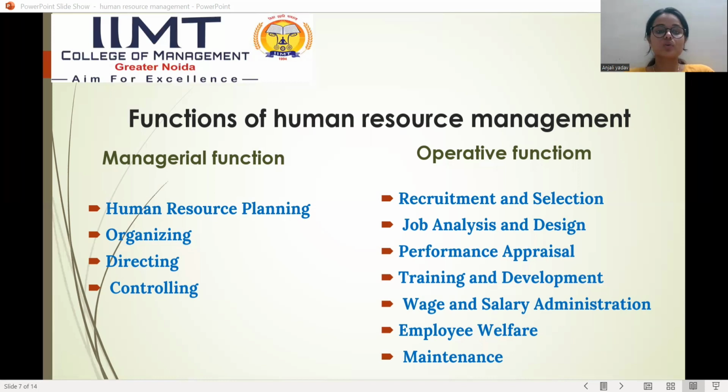So this function of human resource management helps employees acquire skills and knowledge to perform their jobs effectively. Training and development is a program which is organized for both new and existing employees. Employees are prepared for higher level jobs so that they will be prepared for new challenges in the coming future. Next, we have wages and salary administration.